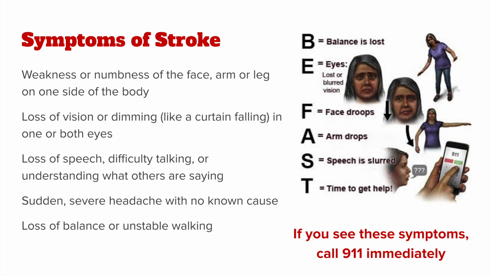We use the acronym FAST for face, arm, speech, and time. So face, ask the person to smile. Does one side of their face droop? With their arms, ask the person to raise both arms. Does one arm drift downwards or is one arm unable to rise? With speech, ask that person to repeat a simple phrase. Is their speech slurred or strange? And then lastly, time. If you observe any of those signs, call 911 immediately.